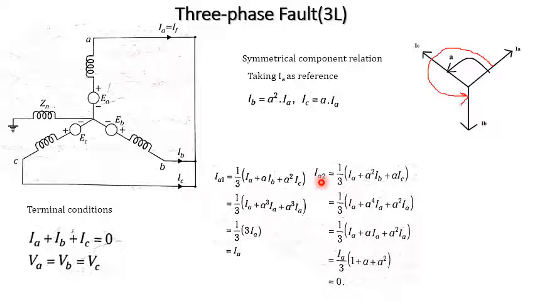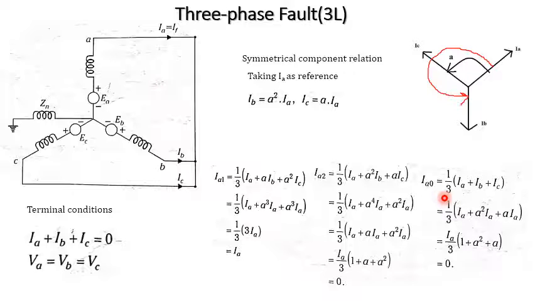Similarly for IA2, it is 1 by 3 times (IA plus A square into IB plus A into IC). Substitute this IB in terms of IA, you will get A to the power of 4 IA. IC is nothing but A into IA, so you will get A square IA. A to the power of 4 can be written as A cube into A, so we will get A into IA. There is already a square into IA, so we know that it is 1 plus A plus A square, so the value will become 0. So IA2 will become 0.